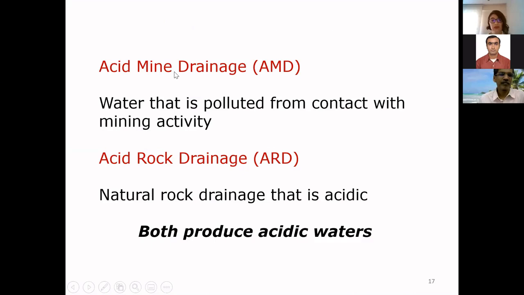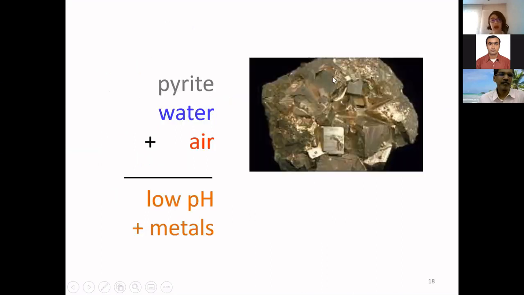We have two concepts. One is the acid mine drainage. This one is water that is polluted from contact with mining activity. And if it is natural rock drainage that is acidic, we call this acid rock drainage, and both produce acidic waters.